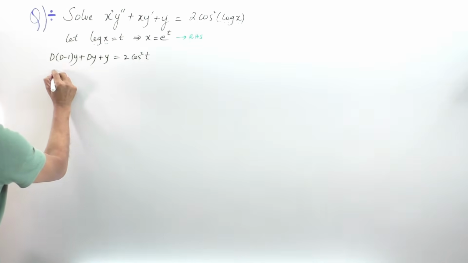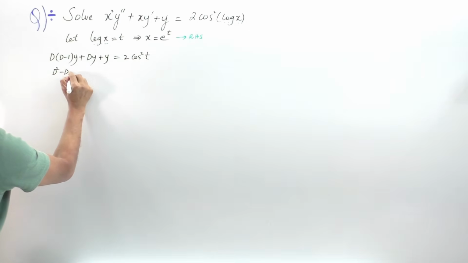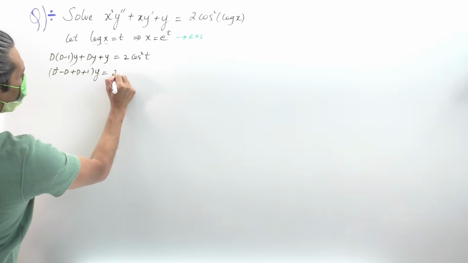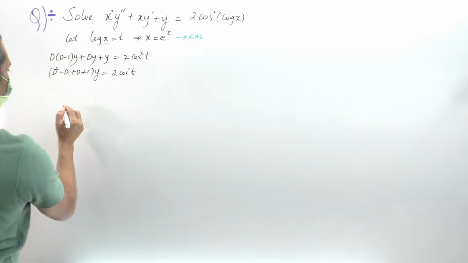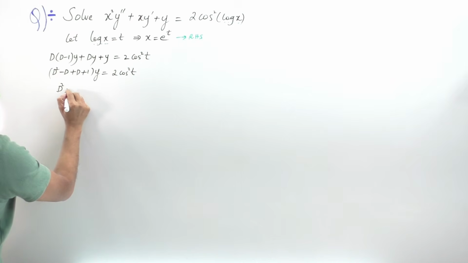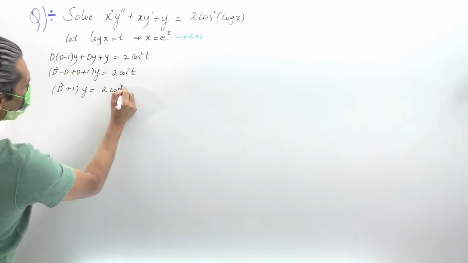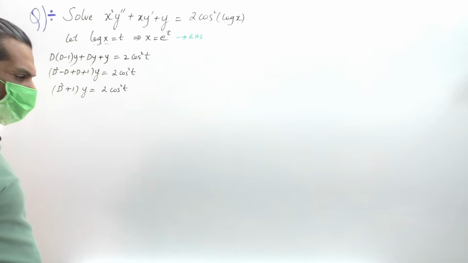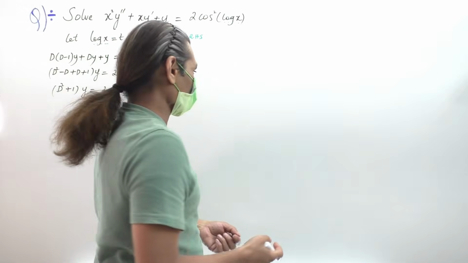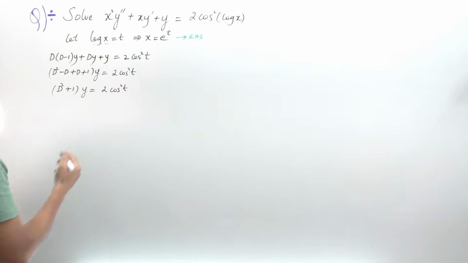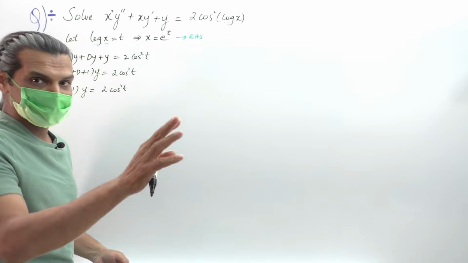Let's simplify this further. So, we have (D² − D + D + 1)y = 2 cos² t, that is, D² − D cancels, plus 1, times y equals 2 cos² t. The solution is the usual way of solving differential equations of higher order. First we find CF, the solution is CF plus PI, but note the right side is t, not x.